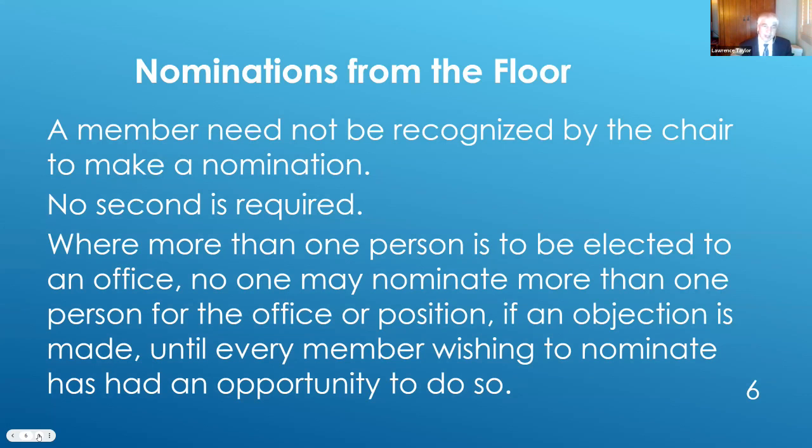When you get nominations from the floor, a member need not be recognized by the chair to make a nomination. And with nominations, no second is required. Where there is more than one person to be elected to an office, no one may nominate more than one person for the office or position if an objection is made until every member wishing to nominate has had an opportunity to do so. So if you're the presiding officer, you have to make sure that people that are overly enthusiastic about nominating people for office don't hog all the space, and that you alternate between the various members so that everyone gets an opportunity to nominate someone before someone can nominate a second person.